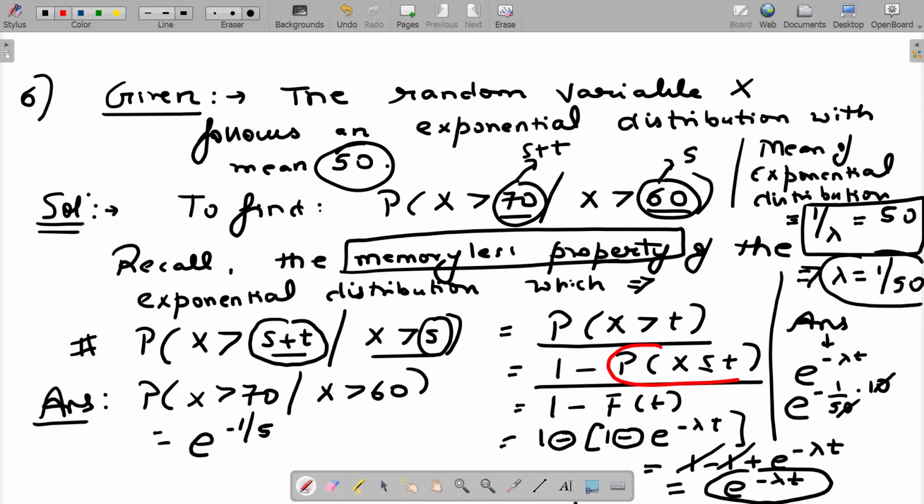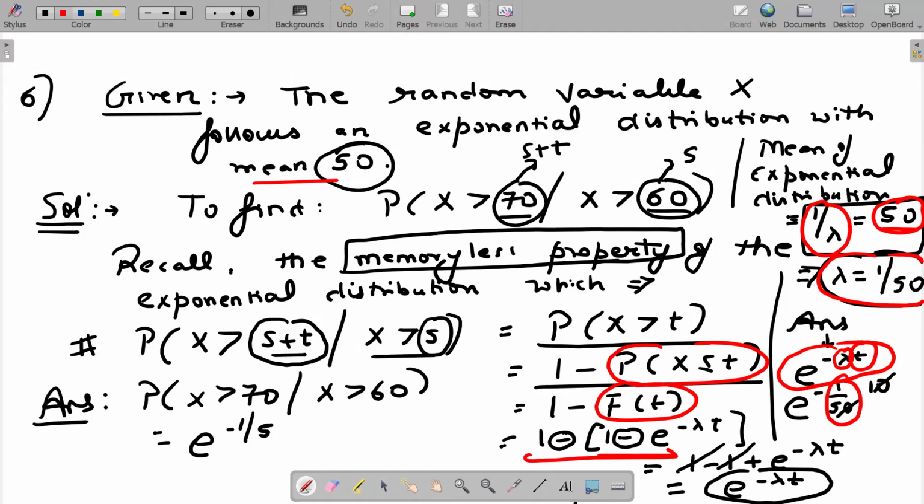This is nothing but F of t, the cumulative distribution function for an exponential distribution. We should know that for an exponential distribution, F of t is 1 minus e to the power minus lambda t. When I open this up, 1 and minus 1 cancel out, and minus into minus makes it plus. I get e to the power minus lambda t. We are given that the mean is 50, so 1 over lambda is 50, which makes lambda 1 over 50.